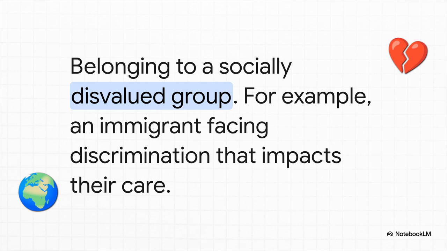Then we have social vulnerability. This one is all about belonging to a social group that might be devalued or discriminated against. So, an immigrant, for example, might face prejudice that actually affects the quality of care they get. It shows how society's biases can create very real harm.